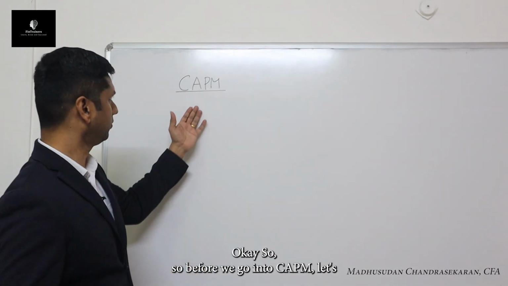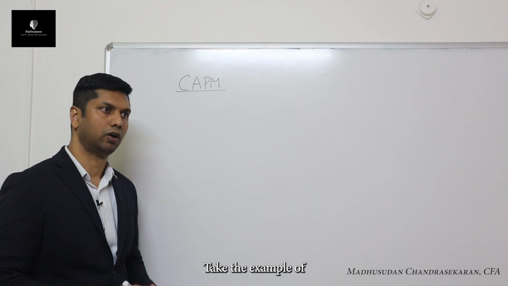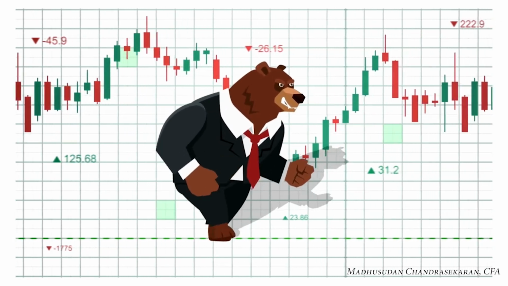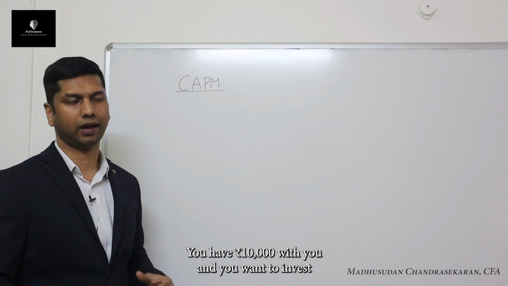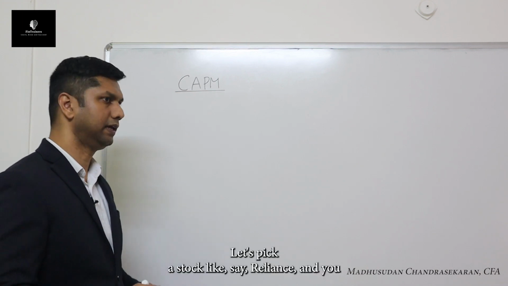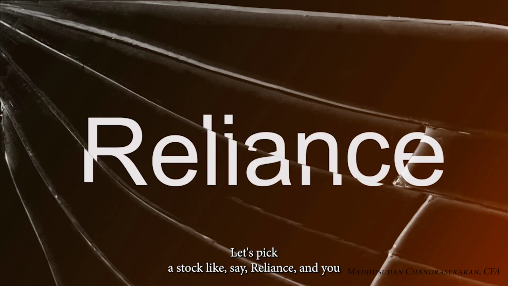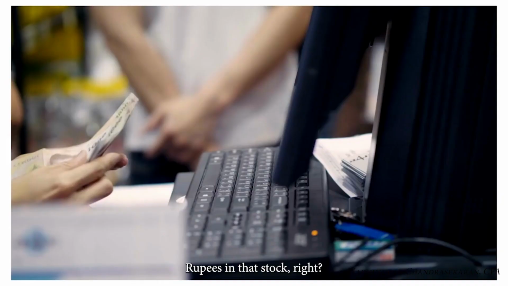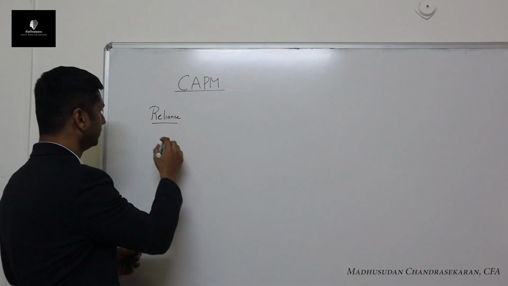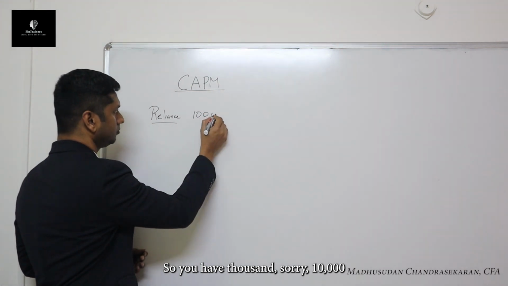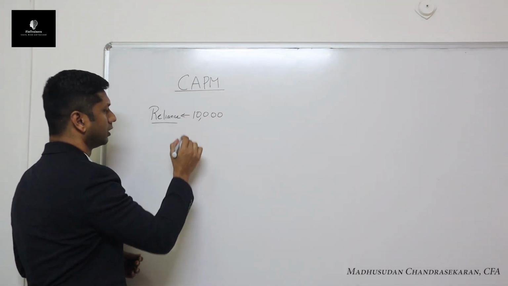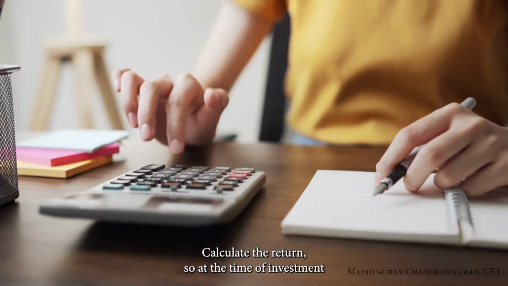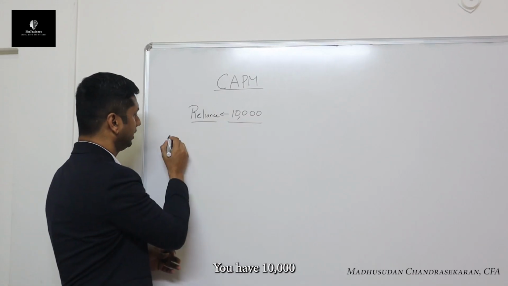Before we go into CAPM, let's take the example of investing in a stock market. Let's assume this is the Indian stock market. You have 10,000 rupees with you and you want to invest. Let's pick a stock like, say, Reliance, and you are putting all of your 10,000 rupees in that stock. So yesterday we saw how to calculate the return. At the time of investment, you have 10,000.